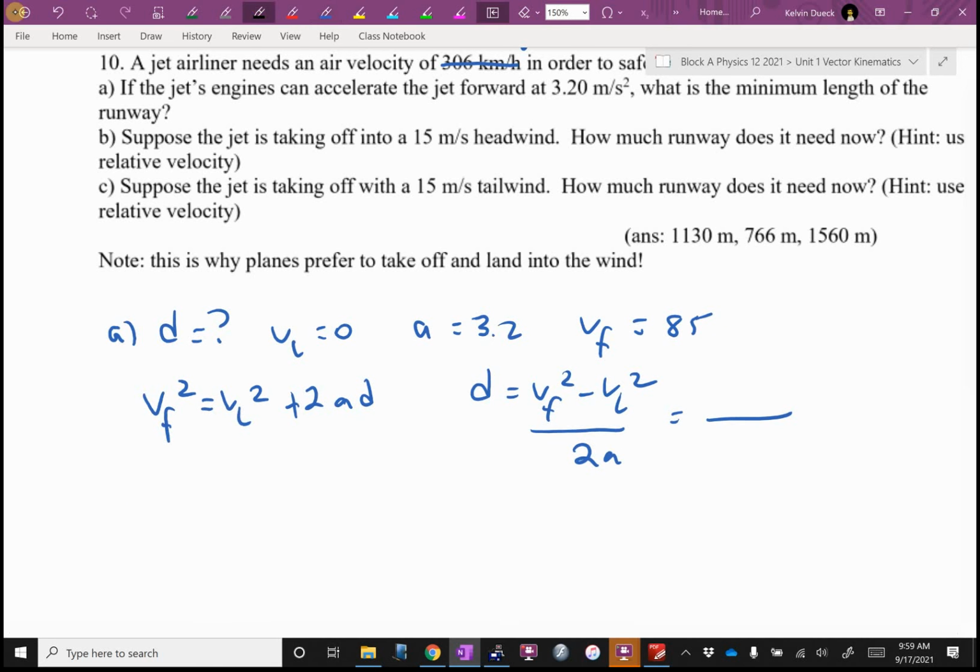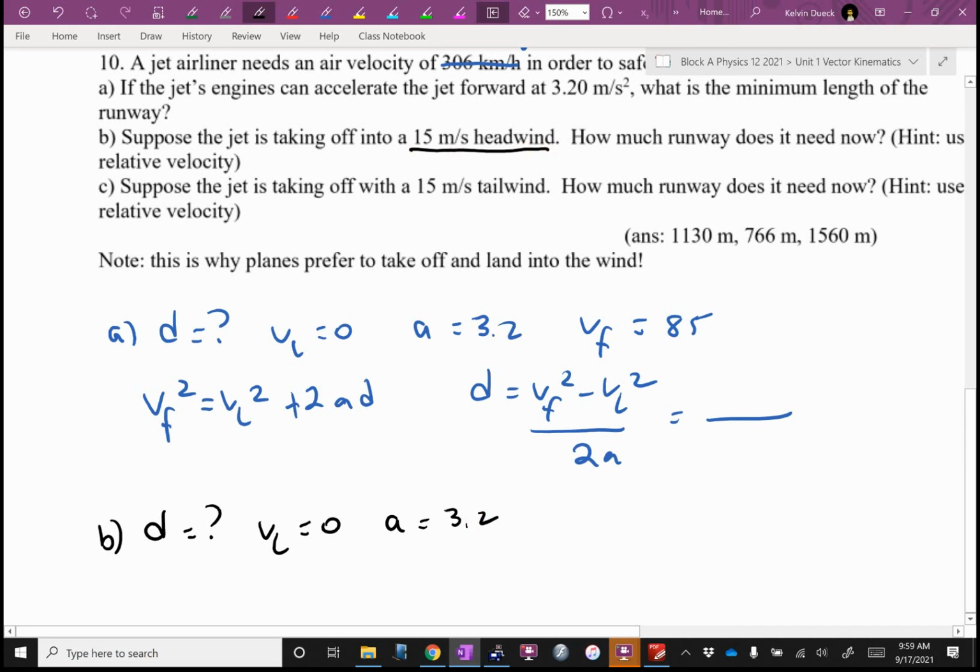Part B is kind of cool. Part B, I'm still being asked to find D. VI is still 0. A is 3.2. But in part B, we have a 15 meter per second headwind, which means actually the airplane only needs to get up to 70 meters per second on the ground because it's already going 15 meters per second through the air. It needs less distance.